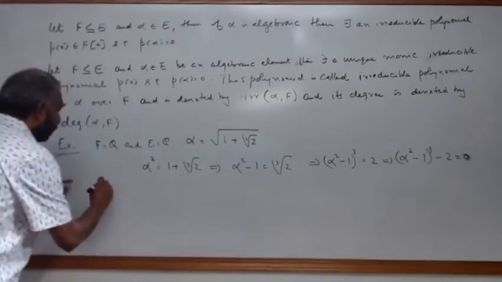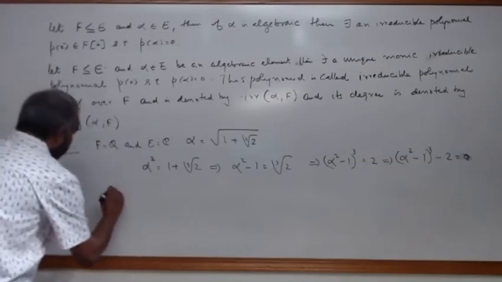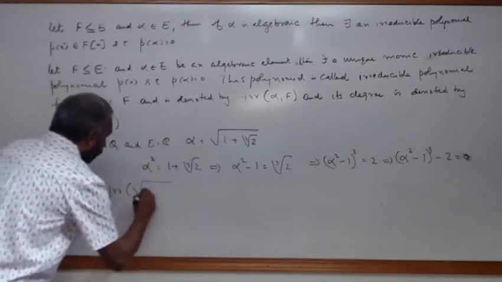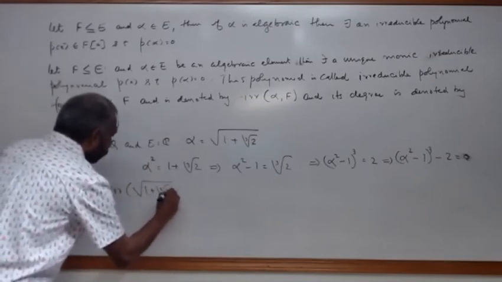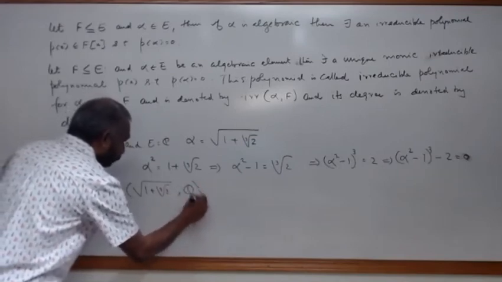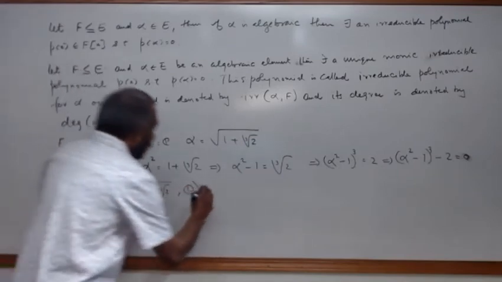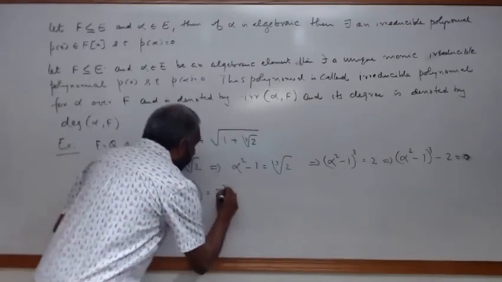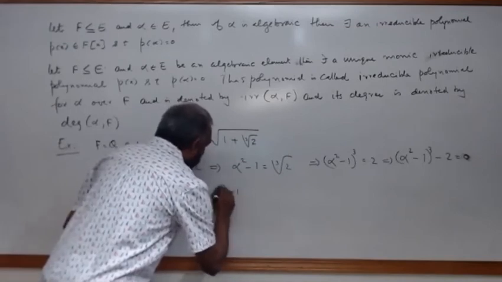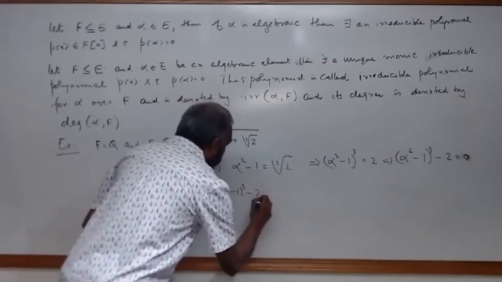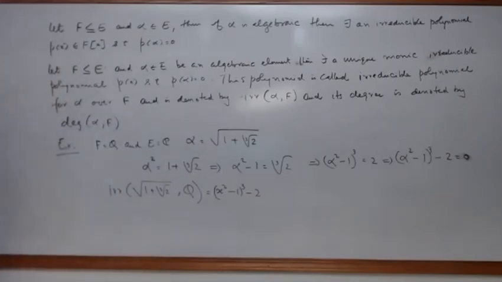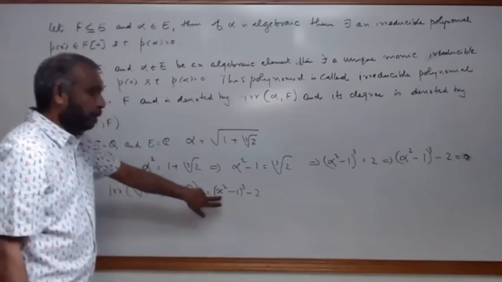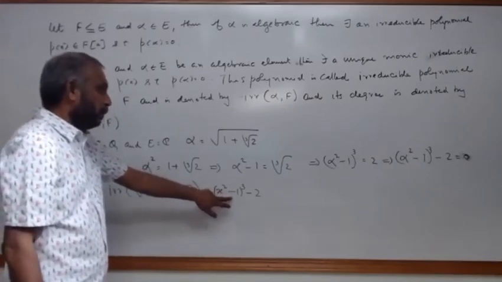So the irreducible polynomial of alpha, that is square root of 1 plus cube root of 2 comma Q, is equal to x square minus 1 whole cube minus 2. You can expand this, I'm not going to do it right now, but evidently this is a monic polynomial and this is an irreducible polynomial.